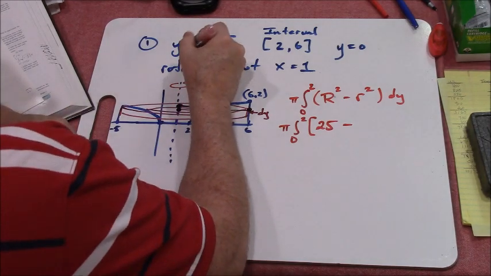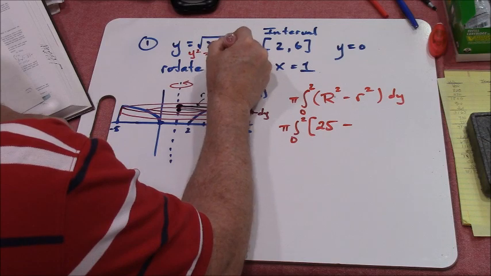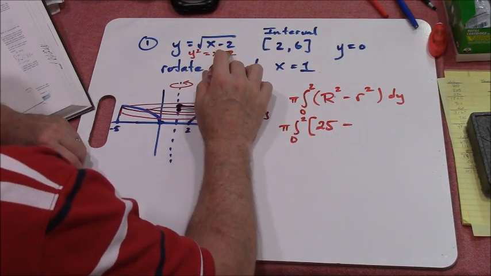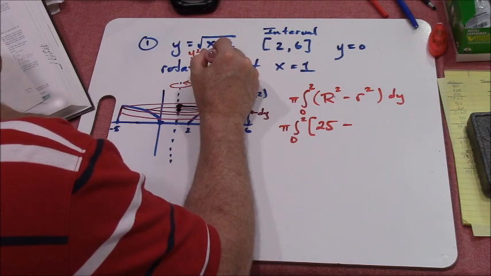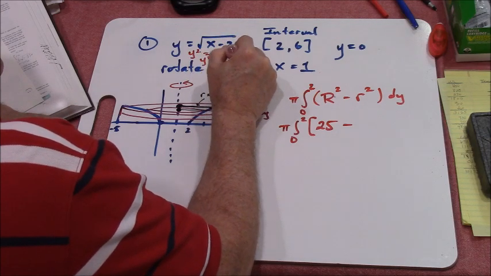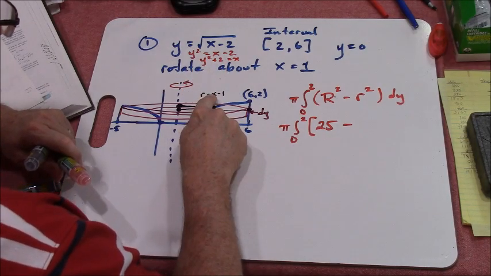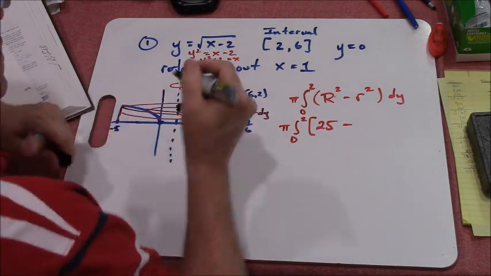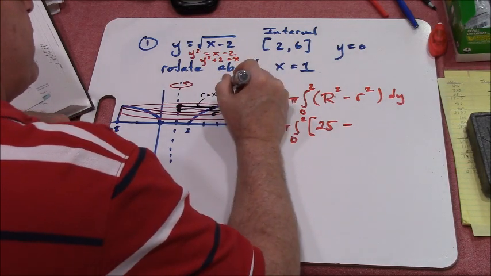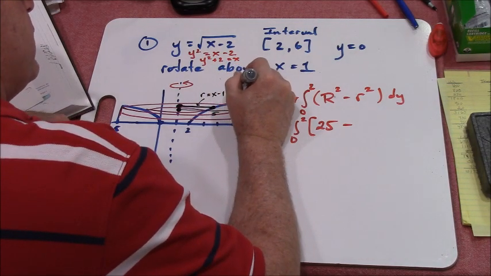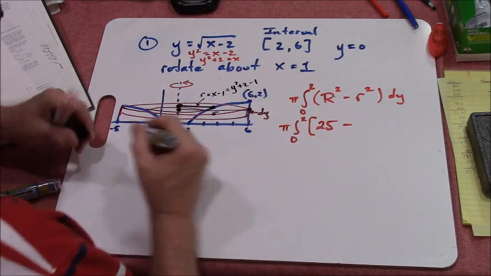So let's see, if I square both sides, I'm going to get y squared equals x minus 2. And then if I move that 2 to the other side, I've got y squared plus 2 equals x. That's what I want to put in place of this x right here. So now my little radius is going to equal y squared plus 2 minus 1. Or just y squared minus 1.